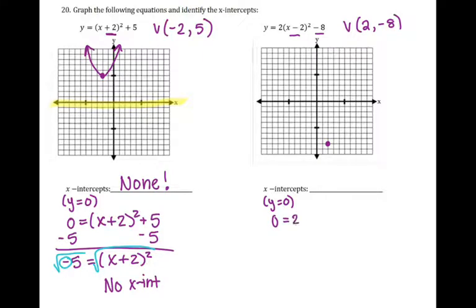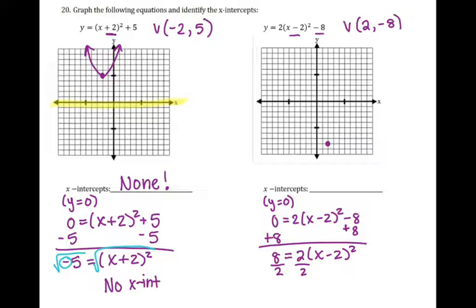0 equals 2 times x minus 2 squared minus 8. And I'm just going to work through that process of solving for x. I'm going to start by moving my 8 to the other side, rewriting. From here I can divide by 2. So I have 4 equals x minus 2 quantity squared. Now to undo my square, I'm going to go ahead and square root. Square root of 4 does exist. I'm going to go ahead and scooch it over a little bit since I'm running out of space. So when I take the square root of 4, that's going to give me plus or minus 2 equals x minus 2.